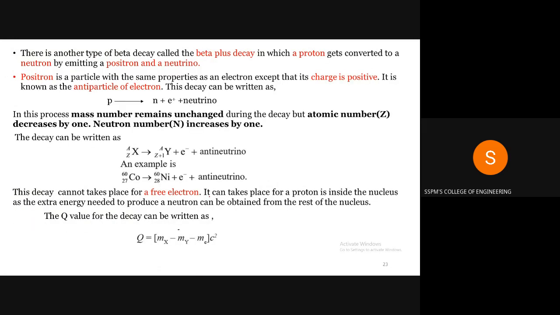There is another type of beta decay called beta plus decay. This is the exchange of proton into neutron. In this process, mass number remains unchanged. Mass number remains unchanged during the decay, but atomic number decreases by 1.